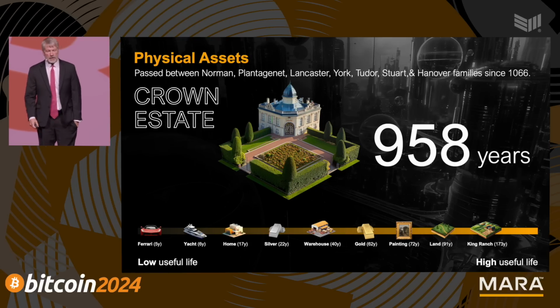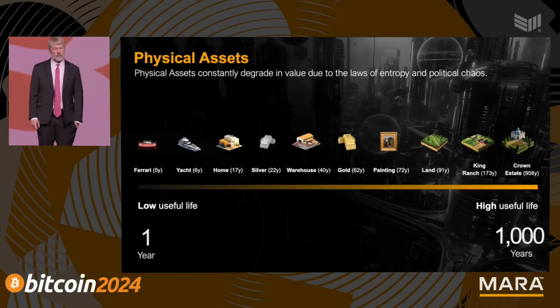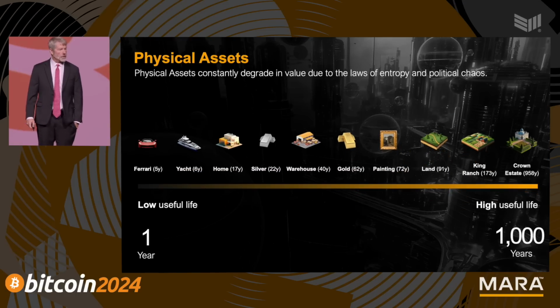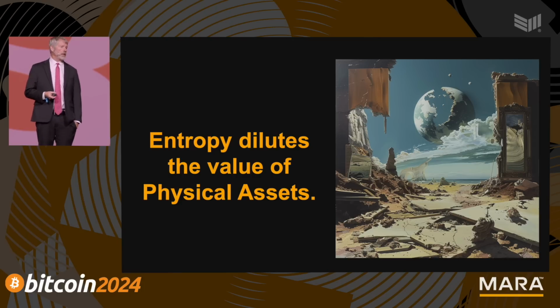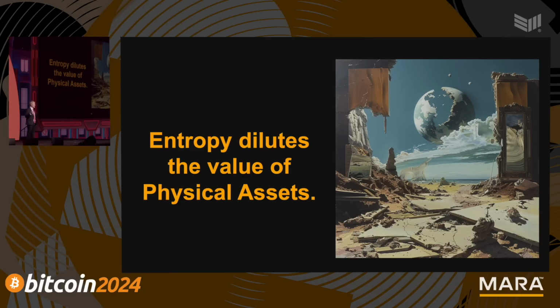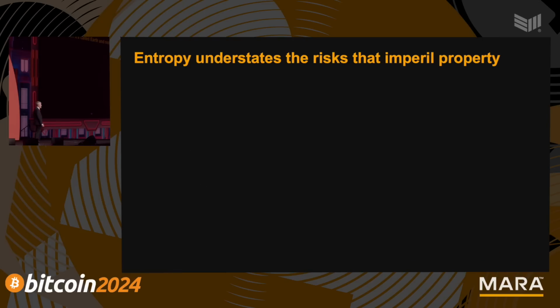So physical assets you might think might last 1,000 years. Probably about 50 to 75 years is the best you're going to do. Entropy is diluting the value of your physical assets. It's sucking the capital, the energy out of them. There's a reason it's called earth and not heaven. Because politicians are very creative.